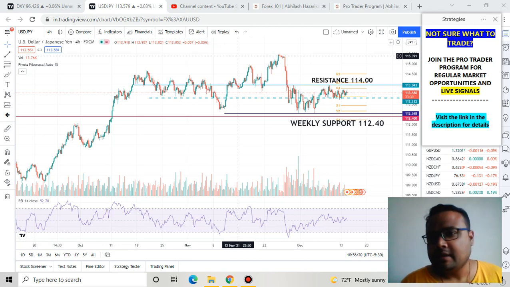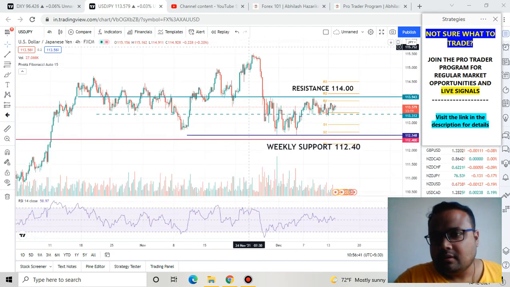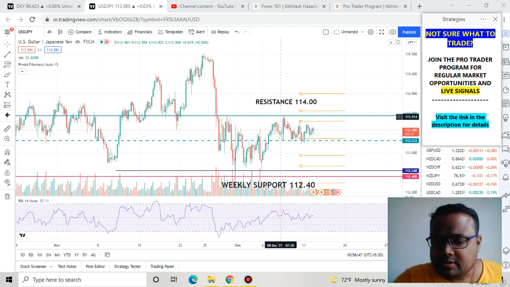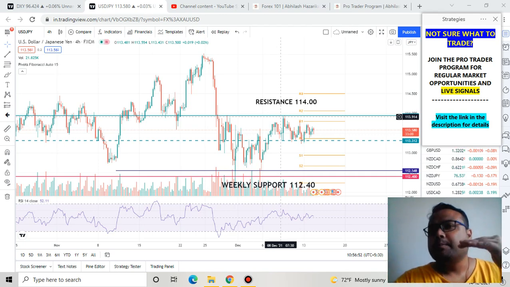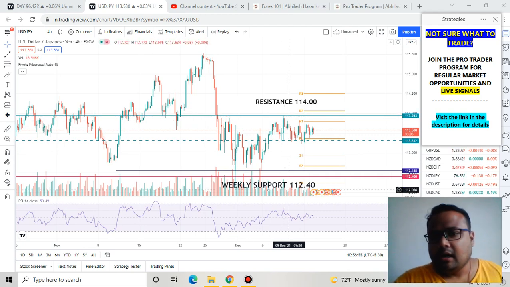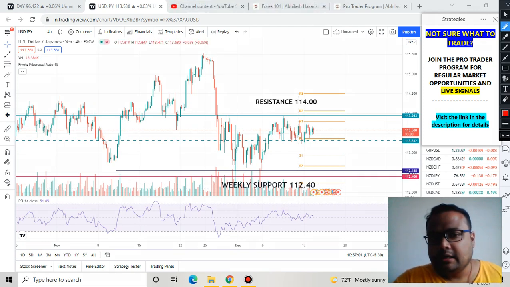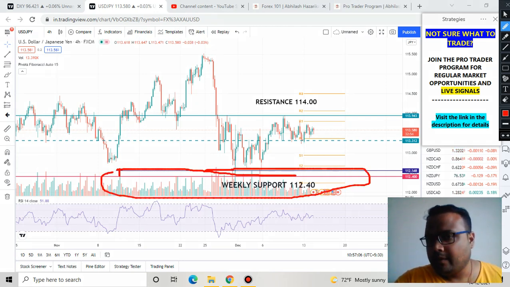So let's get started. This is the 4-hour chart of USD JPY in front of us. As you can see, we have a few lines on the chart. First of all, I would like to talk about the resistance of 114. 114 at the top is the most important resistance for the chart of USD JPY right now. And at the bottom, the most important support is 112.40 to 112.50. This is the most important support zone for USD JPY, whereas this is the important resistance zone.